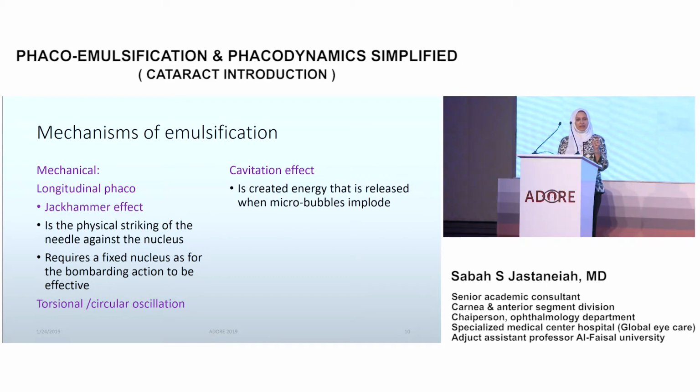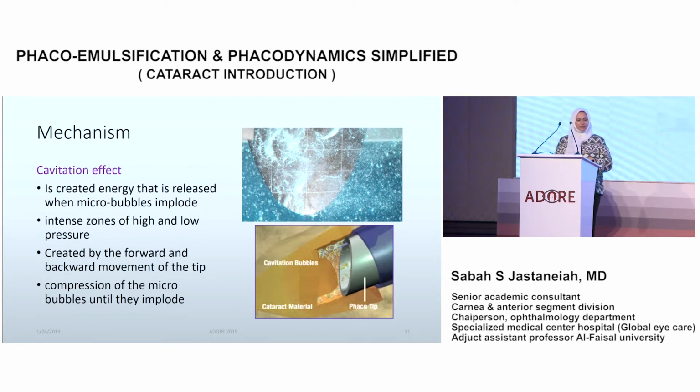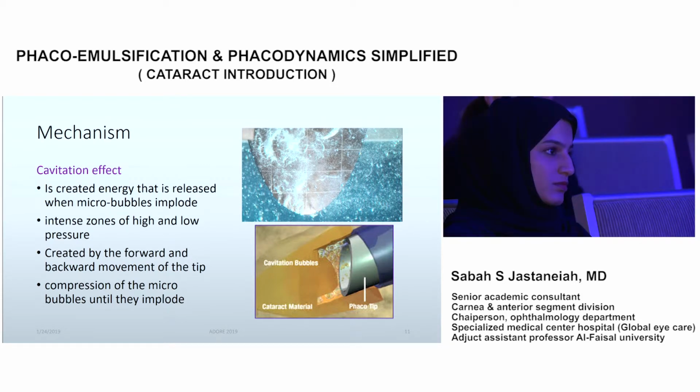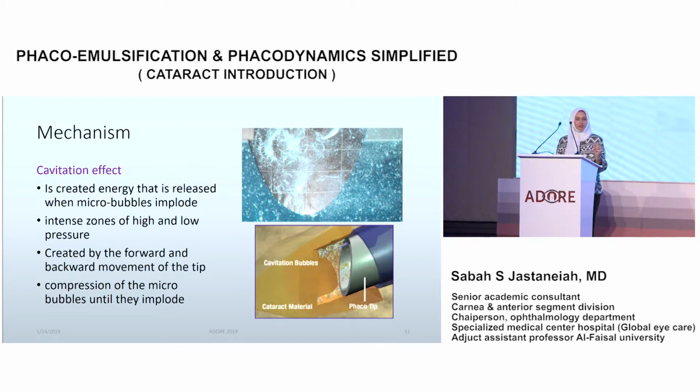So we have touched a bit on the mechanical part of the ultrasound that talks about the longitudinal, torsional, and the circular or lateral phaco. But then there is another factor that helps in emulsification of the nucleus, and that is the cavitation effect. The cavitation effect is the energy that is released when microbubbles implode. With the movement of the phaco tip, high and low pressure zones are created by the forward and backward movement of the tip. Then the backward movement of the tip compresses those microbubbles until they implode. And this implosion creates energy, or more power, that is another factor that helps with the emulsification of the lens.